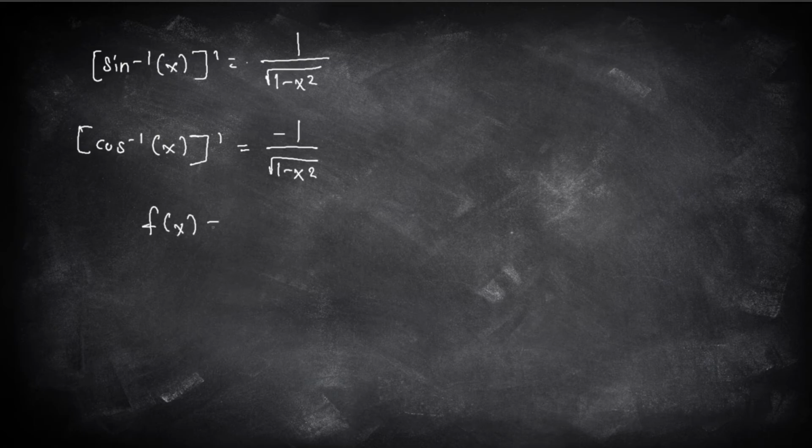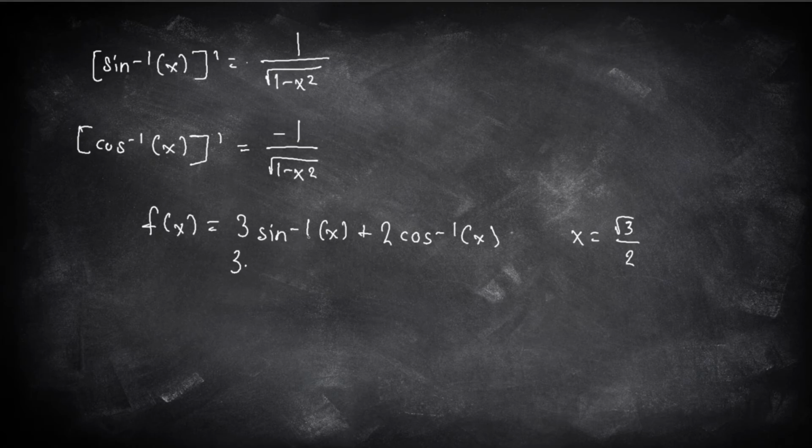So let's say f of x is equal to 3 inverse sine of x plus 2 inverse cosine of x. And we want to find the derivative at x is equal to square root 3 over 2. So taking the derivative of each of them, 3 is a scalar, so we leave it alone. Derivative of inverse sine, we already got it. That's 1 over square root 1 minus x squared. Then 2 times inverse cosine is negative 1 over square root 1 minus x squared. Well, this is positive and negative of each other, so we subtract them. So 3 minus 2 is 1. So that's just 1 over square root 1 minus x squared.